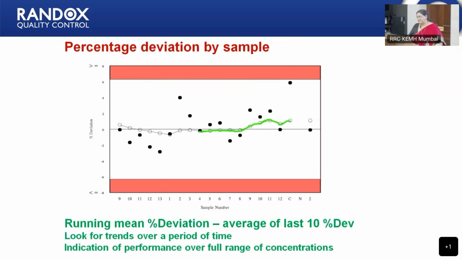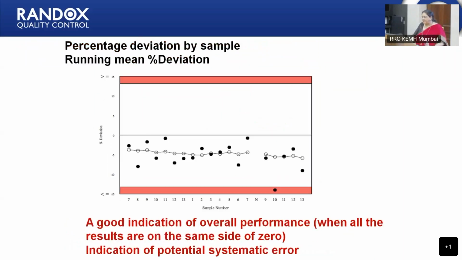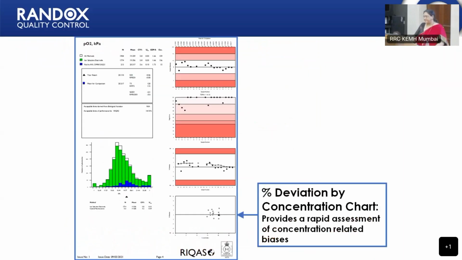The colorless points are the percentage deviation that is plotted on this graph. The trend line connects all the points. This helps you to understand if there is any trend or shift occurring in the performance of your data.